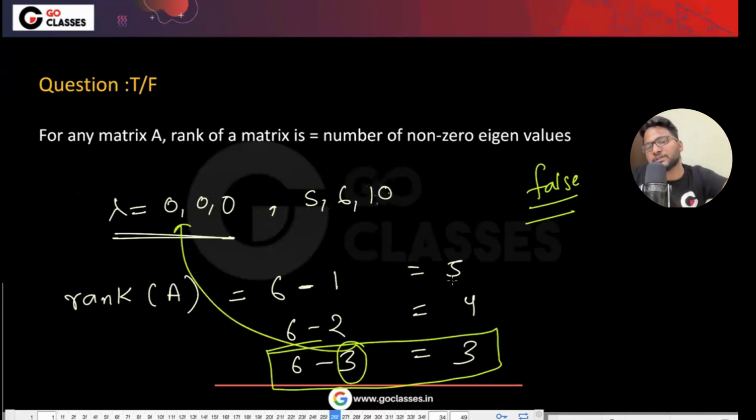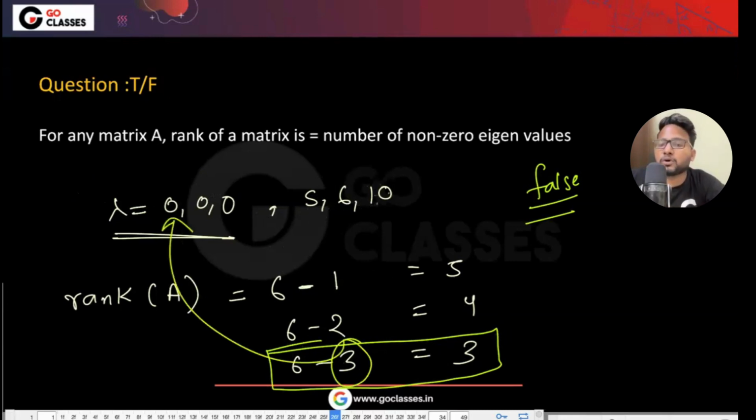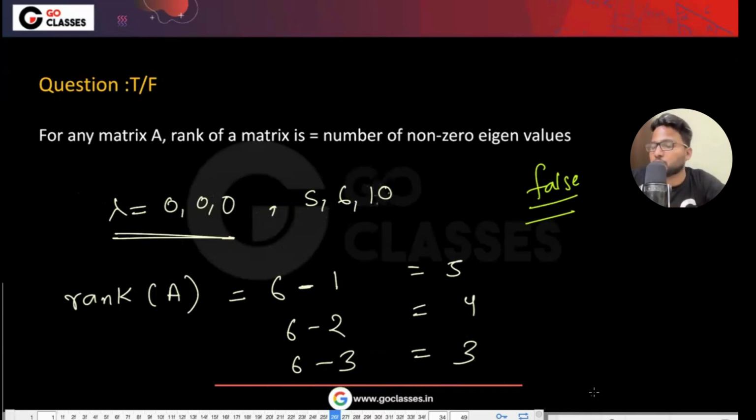If it is repeating 3 times, then it is always 3. Okay, only if you guarantee that these are the 3 linearly independent eigenvectors corresponding to lambda equal to 0, then only it is 3. Otherwise, it is not 3. Tell me, can we guarantee?